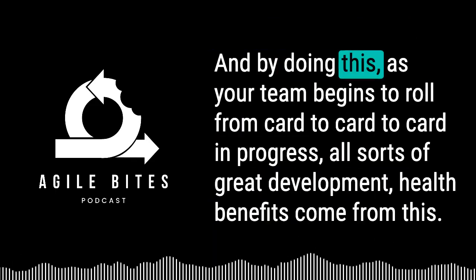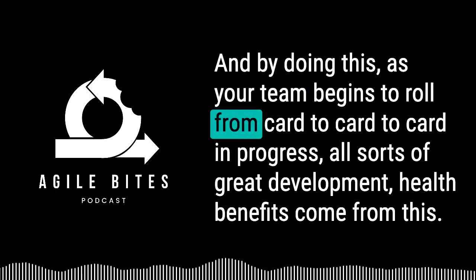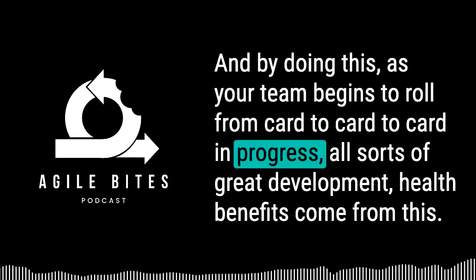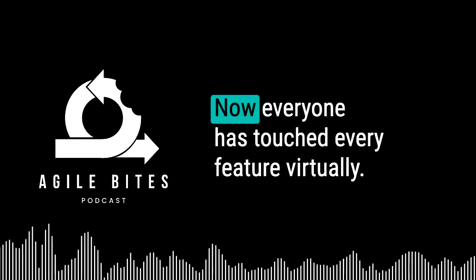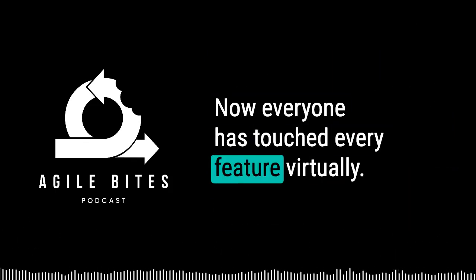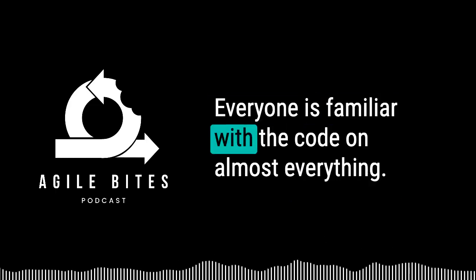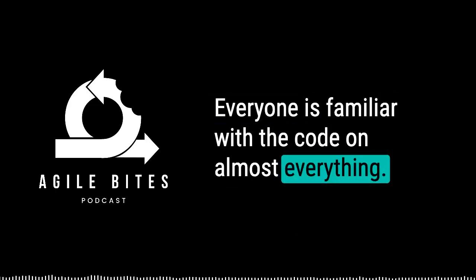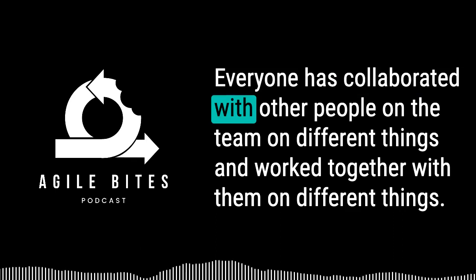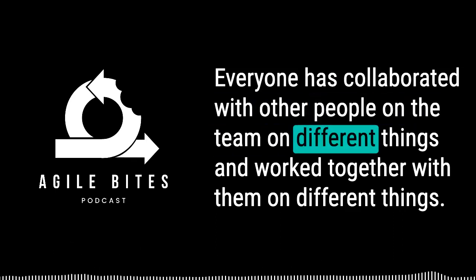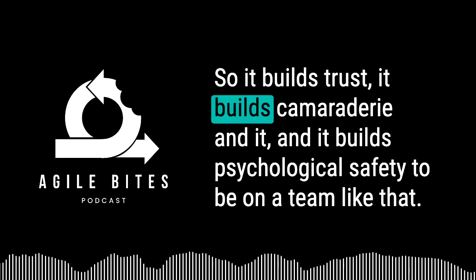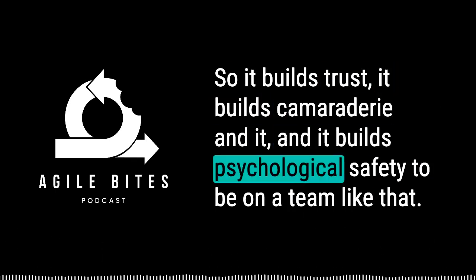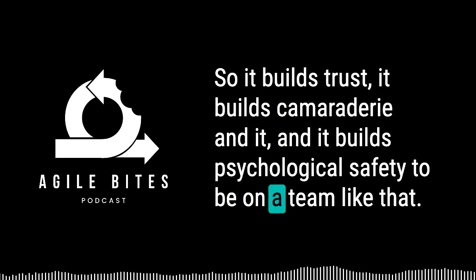And by doing this, as your team begins to roll from card to card to card in progress, all sorts of great development health benefits come from this. Now, everyone has touched every feature virtually. Everyone is familiar with the code on almost everything. Everyone has collaborated with other people on the team on different things and worked together with them. So it builds trust, it builds camaraderie, and it builds psychological safety to be on a team like that.